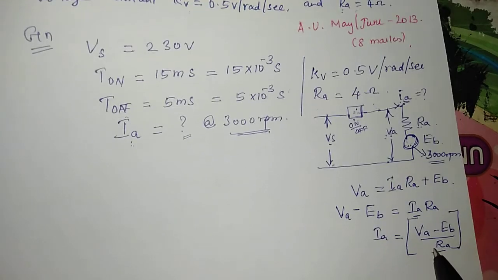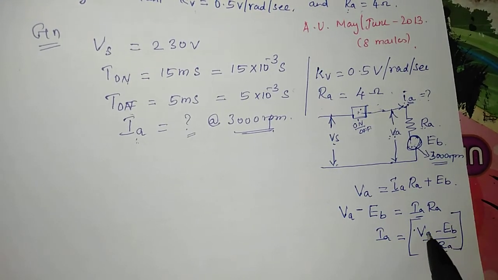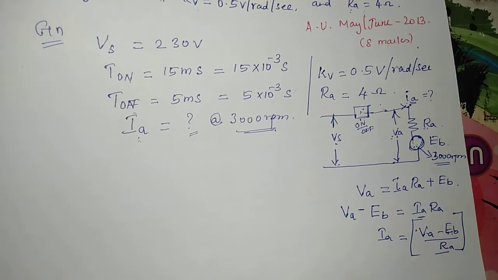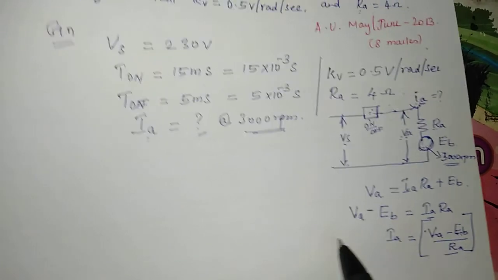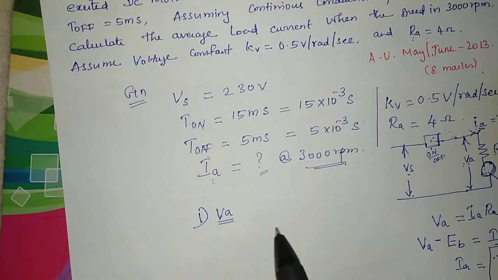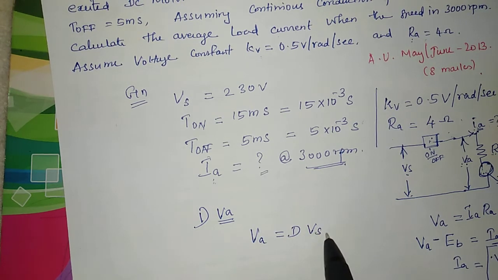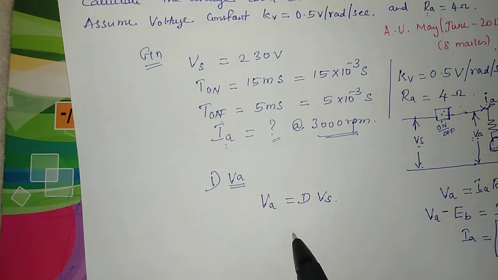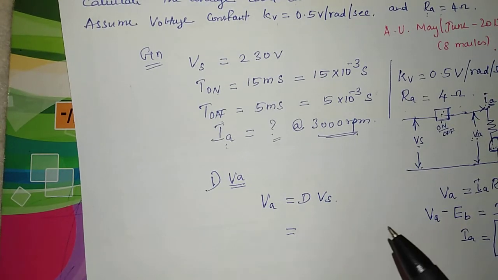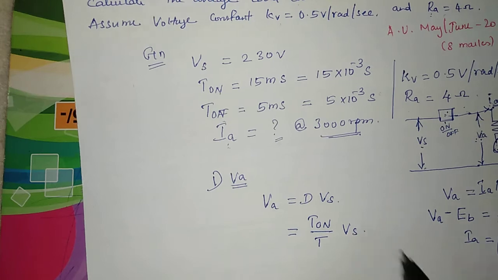From the given data, Va is not given, Ra is given, Eb is not given. So we need to find these two values. How to find Va? That is the first step, we need to find what Va is. Va is equal to the duty cycle into Vs. Duty cycle in the sense, that is on time divided by total time into Vs.